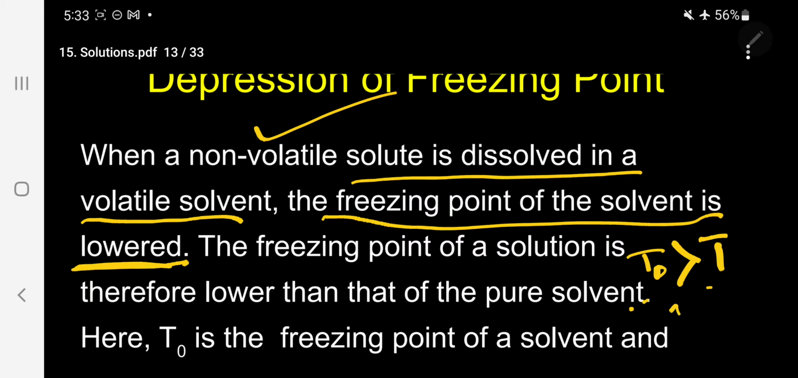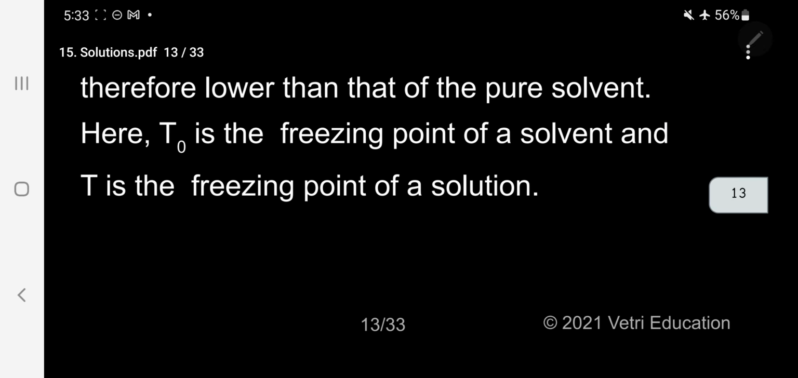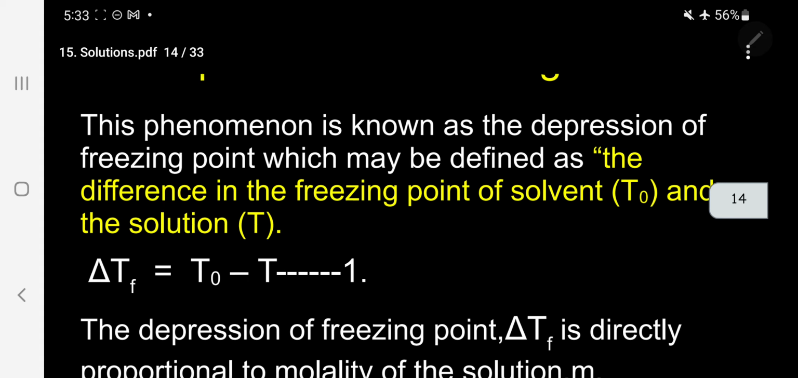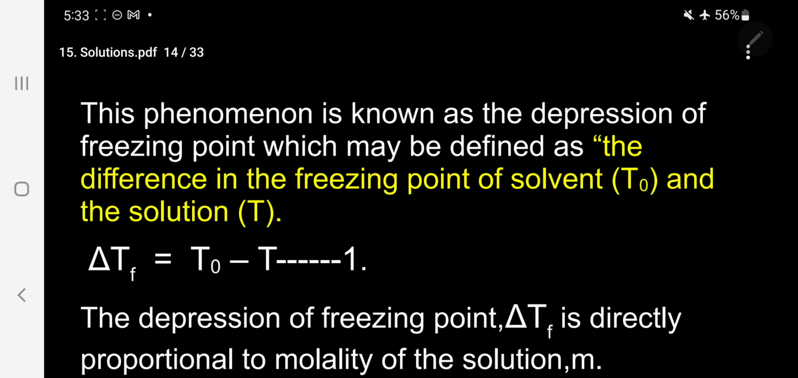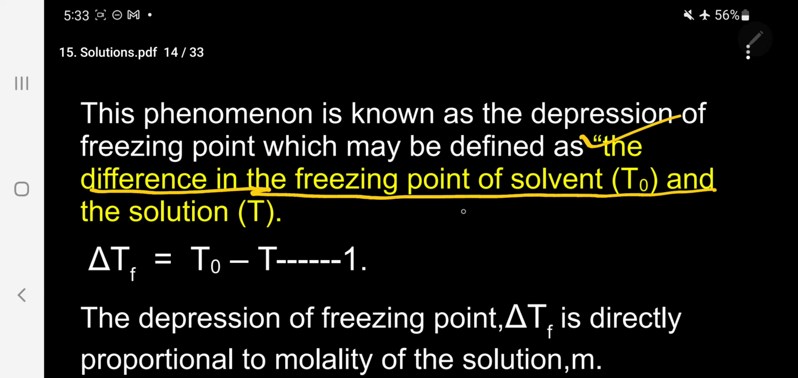This is the idea. This is the delta Tf. Please follow. Here T0 is the freezing point of the solvent. Now, this phenomenon is known as depression of freezing point, which may be defined as the difference in the freezing point of the solvent and the solution. This is the depression of freezing point, delta Tf.